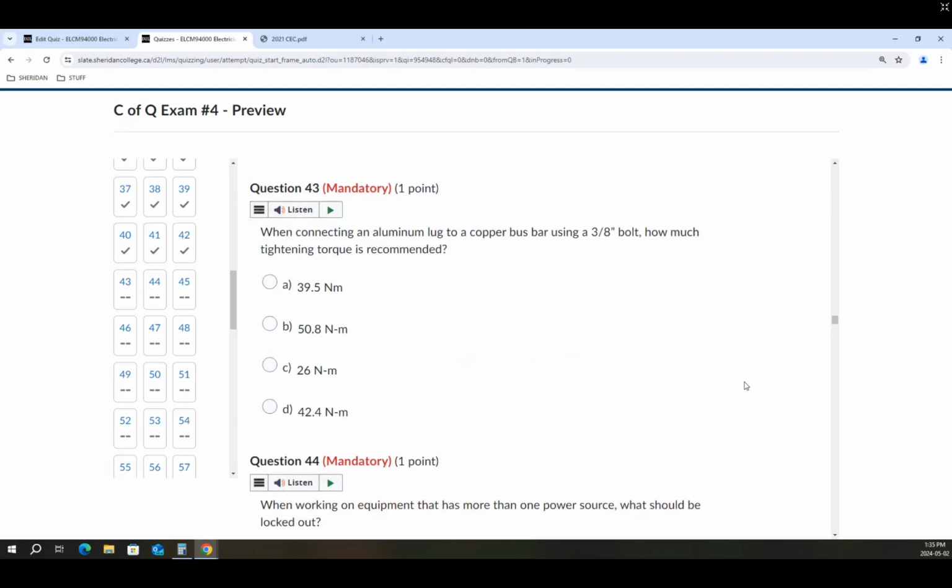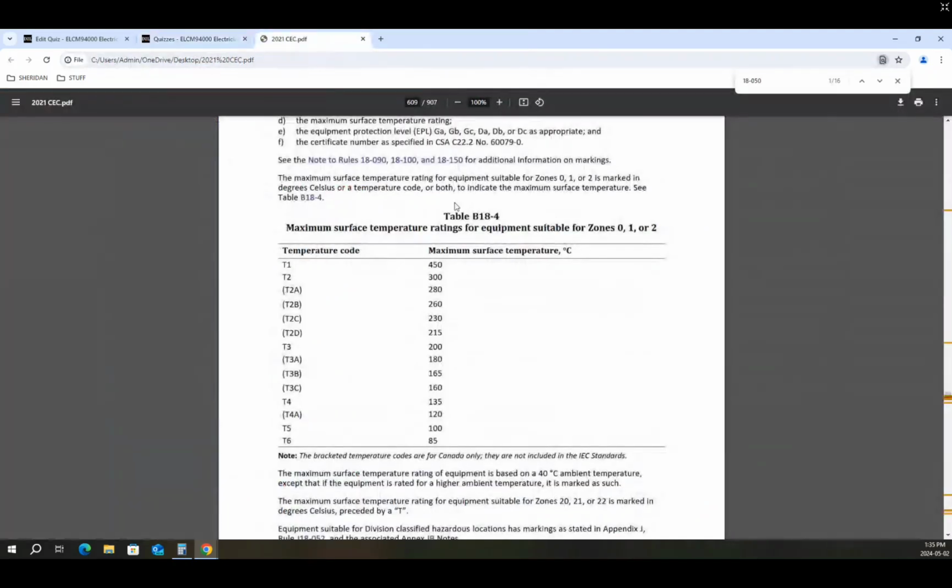Number 43. When connecting an aluminum lug to a copper bus bar using a 3/8 bolt, how much tightening torque is recommended? And that's a table. And we're going to go to table D7.